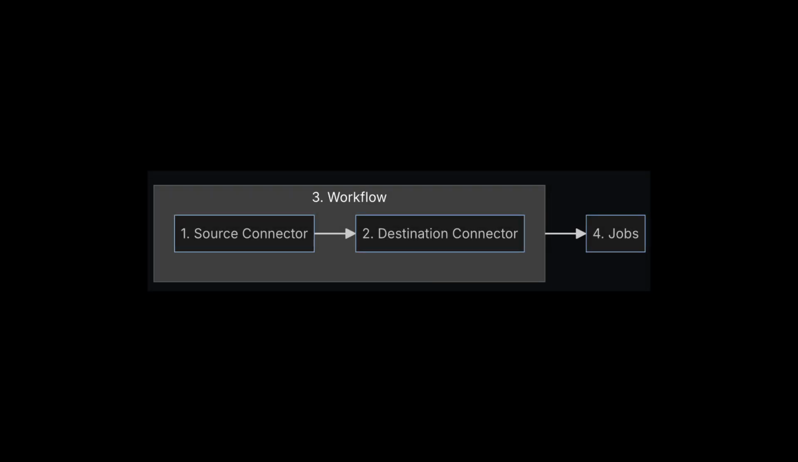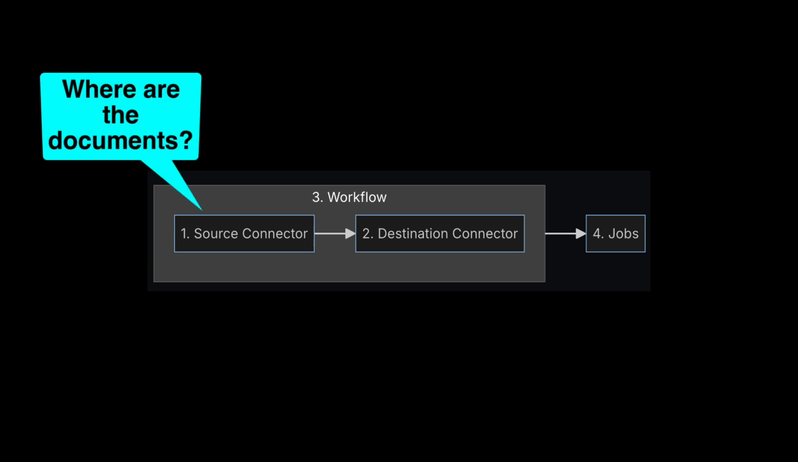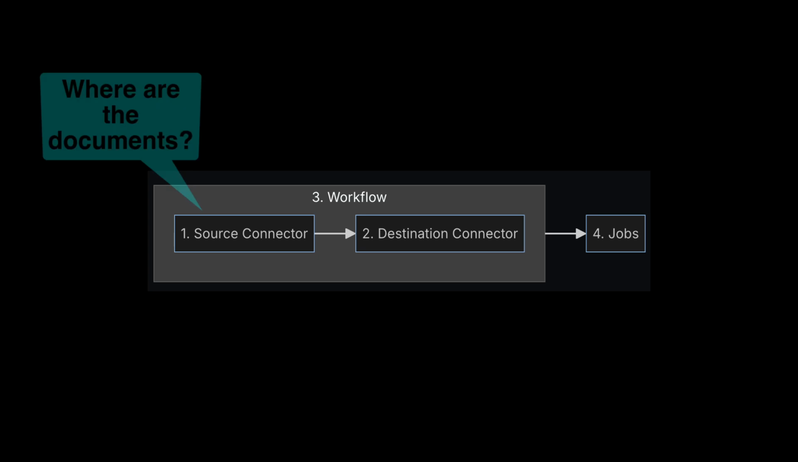The Unstructured platform helps you to create document processing pipelines. These pipelines consist of a few parts. First, the source connector. It answers the question, where are the documents for Unstructured to process?